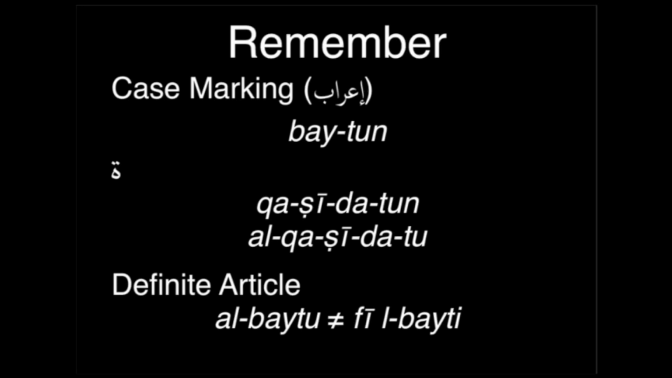And as I said before, you need to be aware that the definite article changes depending on where it is in the phrase. So you might say al-baytu, but you would always say fil bayti. So you have to take that into account. We're never saying fi al-bayti. It's always fil bayti.